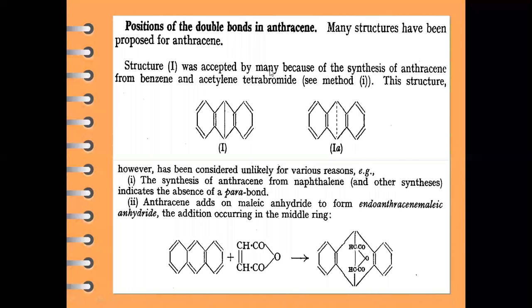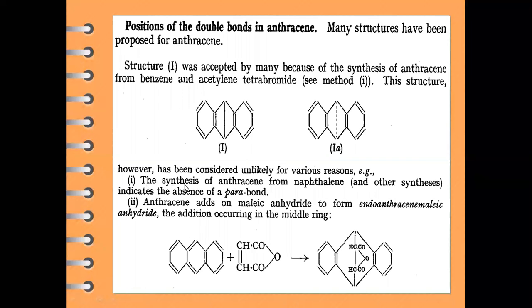So structure 1 was accepted by many because of the synthesis of anthracene from benzene and acetylene tetrachloride. We have discussed that in method number 1. This structure, however, has been considered unlikely for various reasons. So what are the reasons why this structure is confirmed?